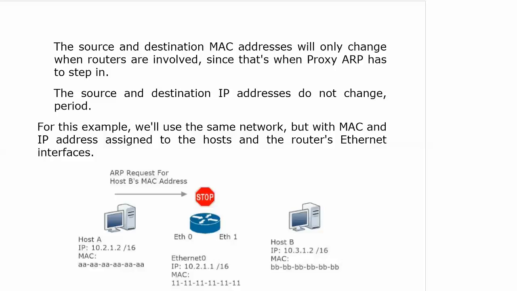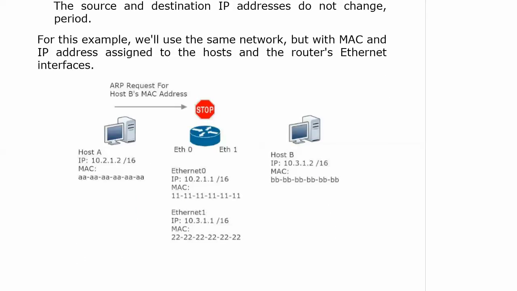Let's go ahead and start off with this walkthrough of Proxy ARP. And here we've got host A, IP address of 10.2.1.2, and a MAC address of all A's. On our router, we've got on Ethernet 0, 10.2.1.1/16, so it's on the same subnet as host A. And on Ethernet 1, 10.3.1.1/16, and a MAC address of all 2's. Now, host B has an IP of 10.3.1.2/16, MAC address all B's.